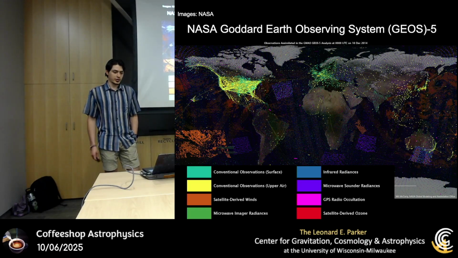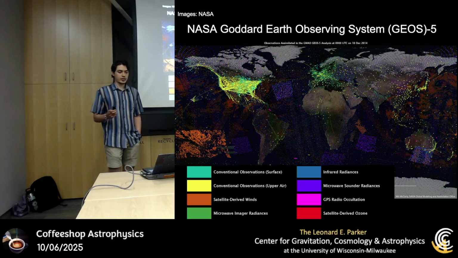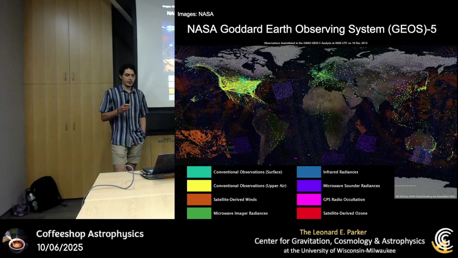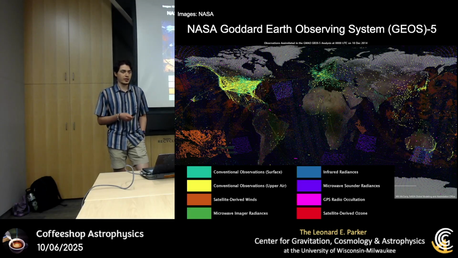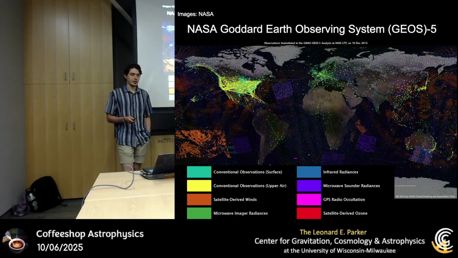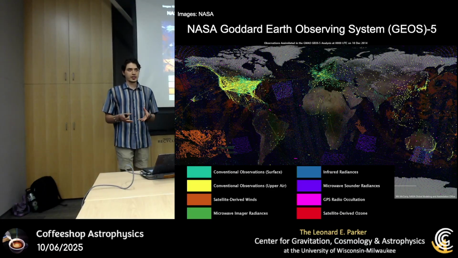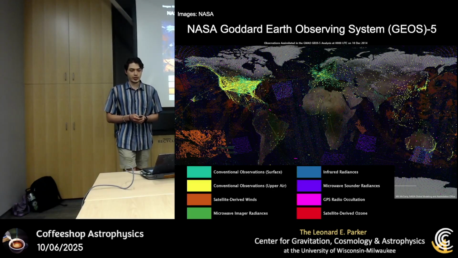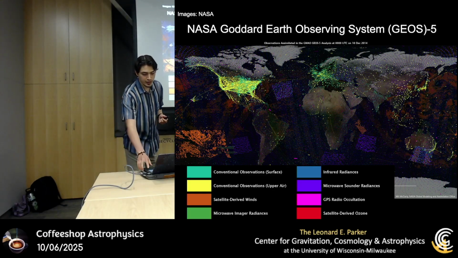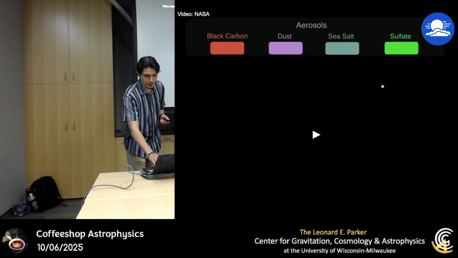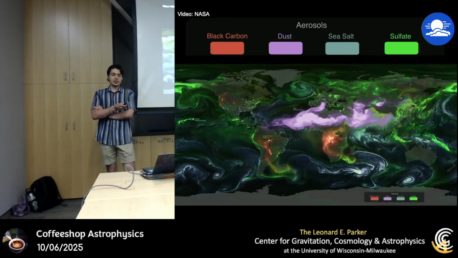So each color represents a different source. Light blue represents observations from the ground, but we also have infrared, microwave, and radio observations from satellites. One impressive product of this data assimilation, and one of the best predictors of weather, is measuring aerosols. And let's see if the video plays. Okay. So this is the visualization of aerosols.